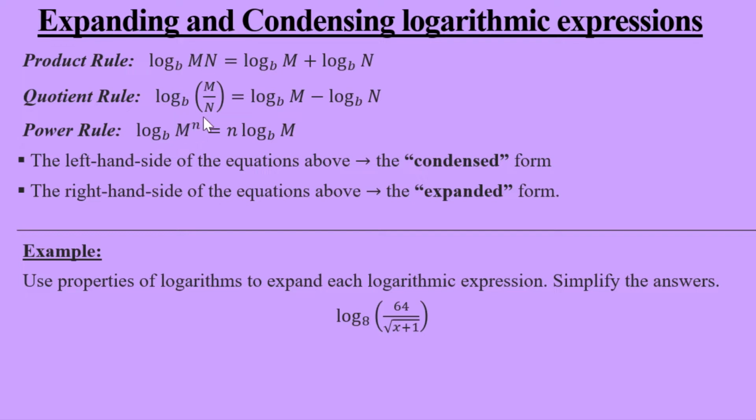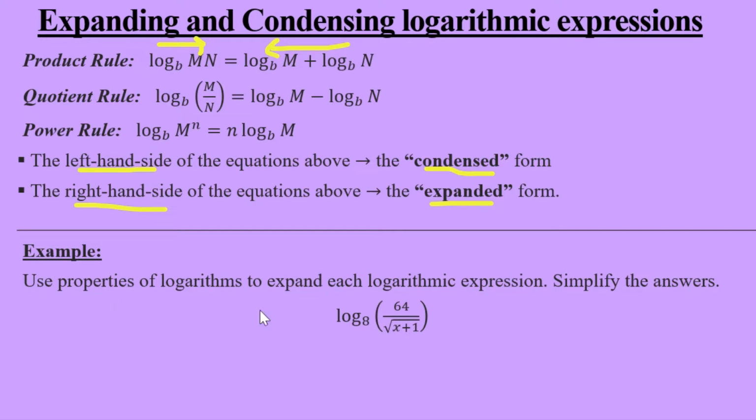If you'll notice, on the left-hand side of the equation, this is considered to be the condensed form, and that's because you can see we just have one log here. But over on the right-hand side, this is considered to be the expanded form, and that's because you can see we have more than one log over here. So if we want to expand, we'll go in this direction, but if we want to condense back down to just one log, then we'll simply go back in the opposite direction.